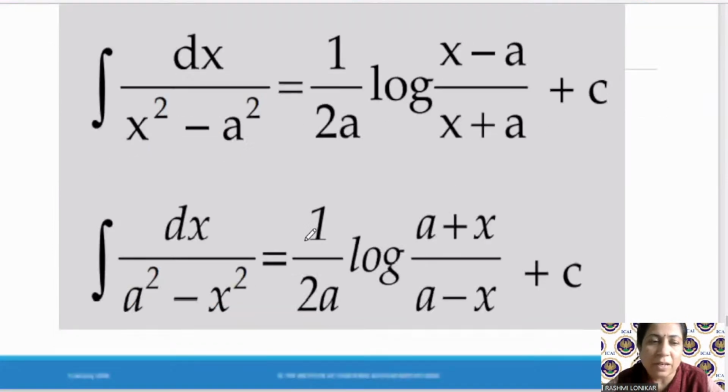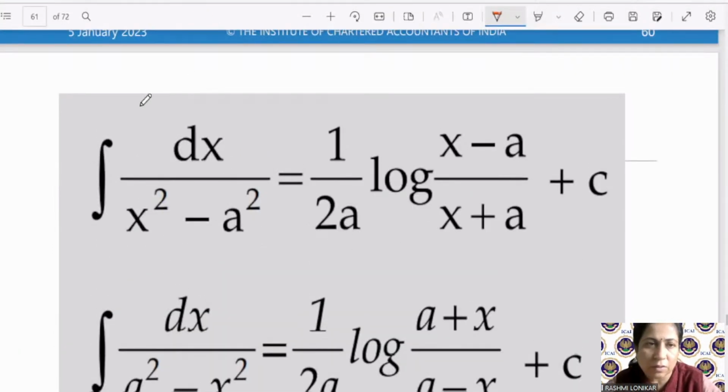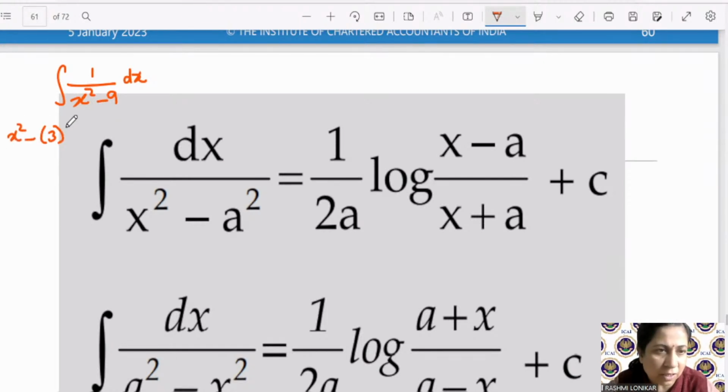So you may get integral of 1 upon x square minus 9 dx. What does this mean? This is of the form x square minus 3 square. Okay, 9 you have to write as 3 square. This is the most important step. So what is my a? a is equal to 3.